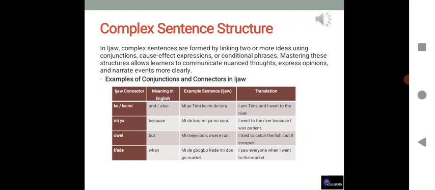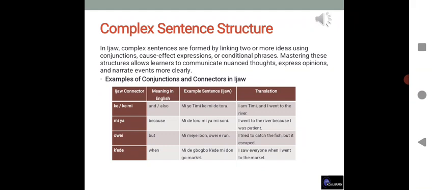Kade, meaning when. Example: mi de gbogbo kade mi don go market. I saw everyone when I went to the market. Examples of complex sentences include: 1. Mi de toro, mi ye iban, owe iran. I went to the river, saw a fish, but it escaped.